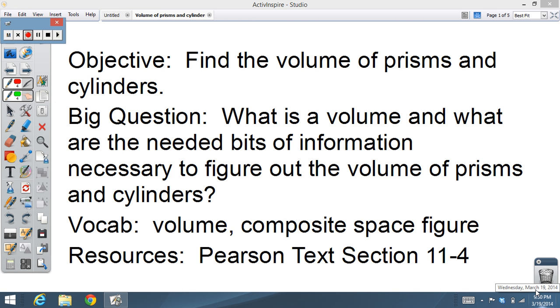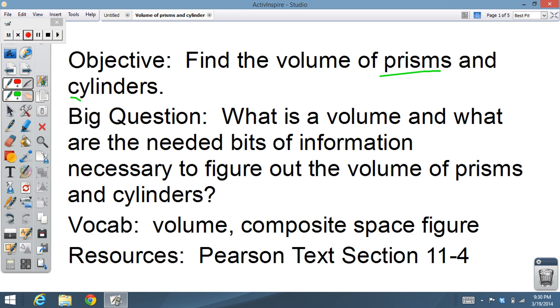Today, volumes of prisms and cylinders, and we'll see how we can get through this quick and easy. It's going to be easier because now we understand what a prism is and what a cylinder is. We've already done this, and we know all the vocab already. The only thing that's new is that we're going to be looking at volumes, and then a little bit on composite space figures.